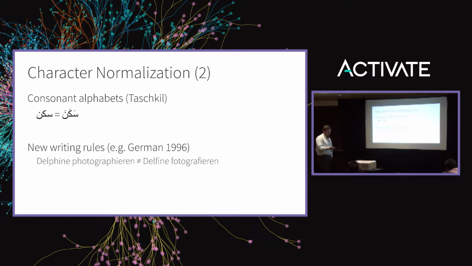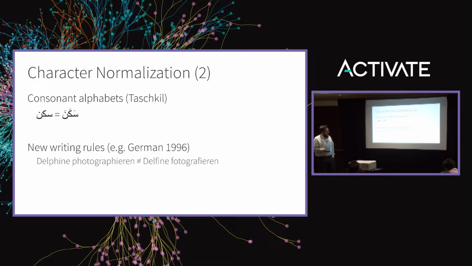We have this in other languages like Arabic. These dots here are vowels. So normally they are left out. It's a consonant writing system. And these vowels are only in learner texts and in the Quran, as far as I know. So you may want to normalize that if you have text with vowels and text without vowels. It's semantically the same. You want to find something, no matter if it's written with vowels or not.